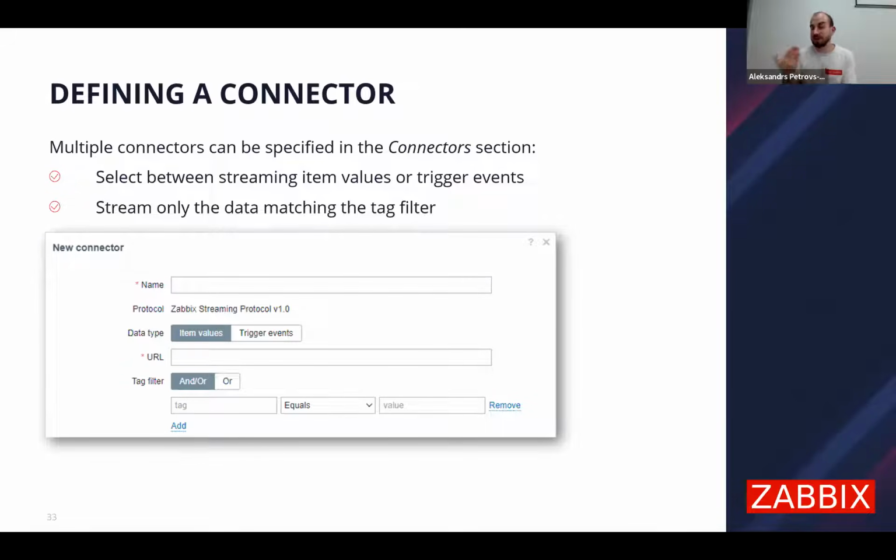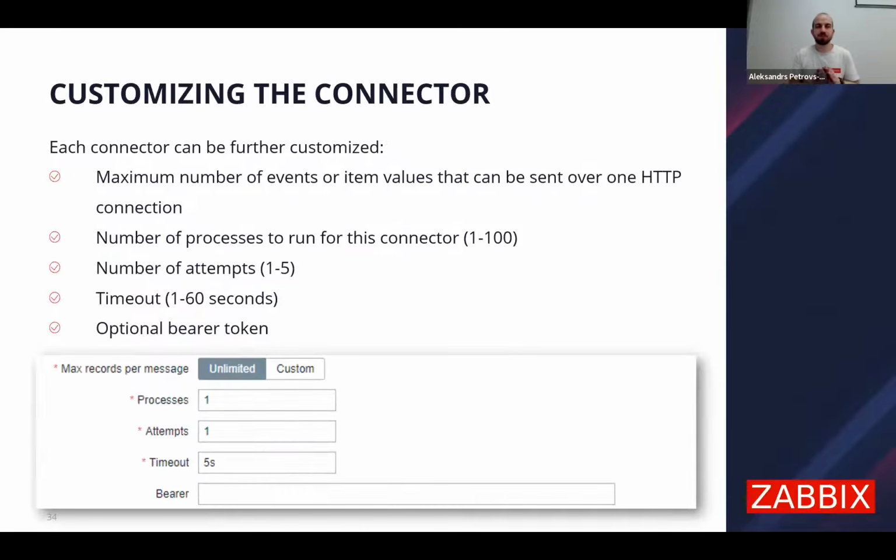This will not only make them happy, it will also send less data, which will make the data exchange faster if needed. And each connector can be further customized: the maximum number of events or item values that can be sent over one HTTP connection, and the number of processes to run for this connector, from 1 to 100. How many attempts to make in case a connection fails. Timeout, which can be from 1 to 60 seconds. And if needed, the bearer token can also be specified. So all of this is configurable.